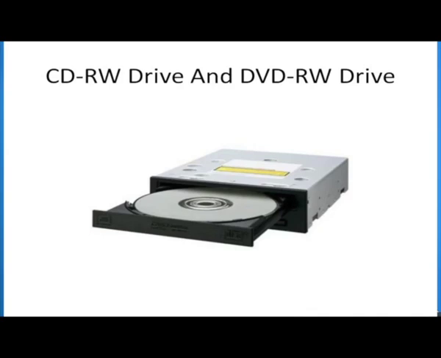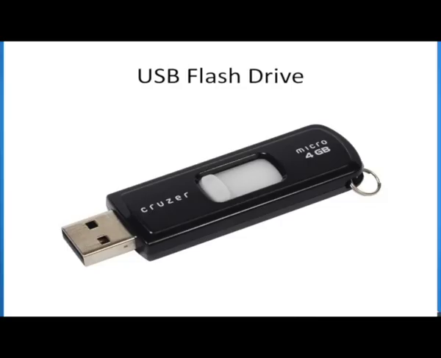CD-RW drive and DVD-RW drive. These drives receive data from a computer and copy it onto a writable DVD or CD. Also, the drives send the data contained on a CD or DVD to a computer. Next, we have the USB flash drive. It receives or saves data from a computer. Also, this drive is used to send the data to a computer or to another device.